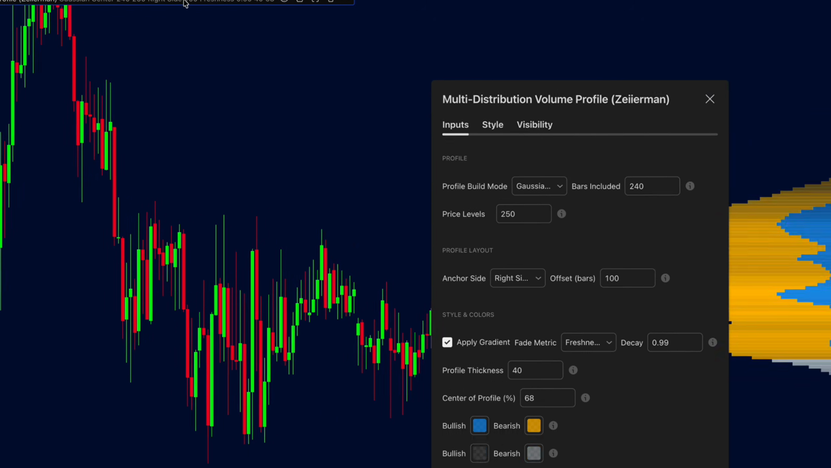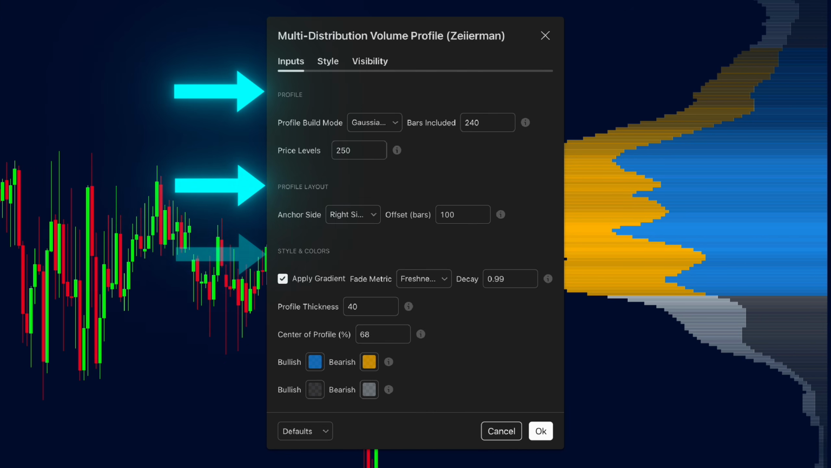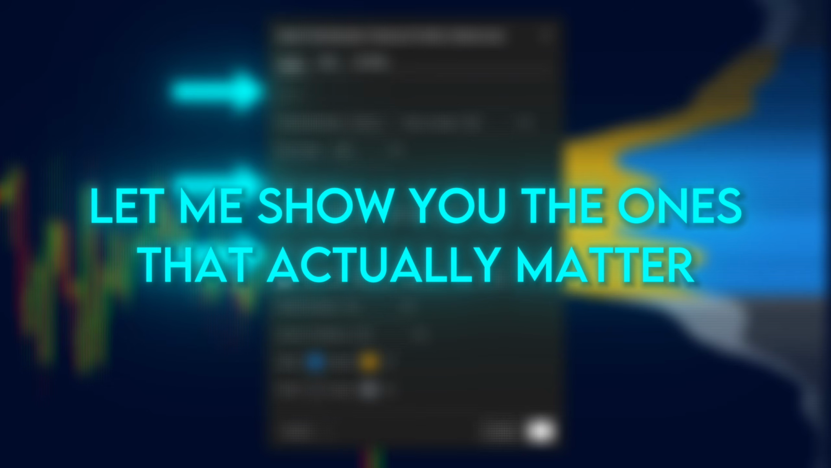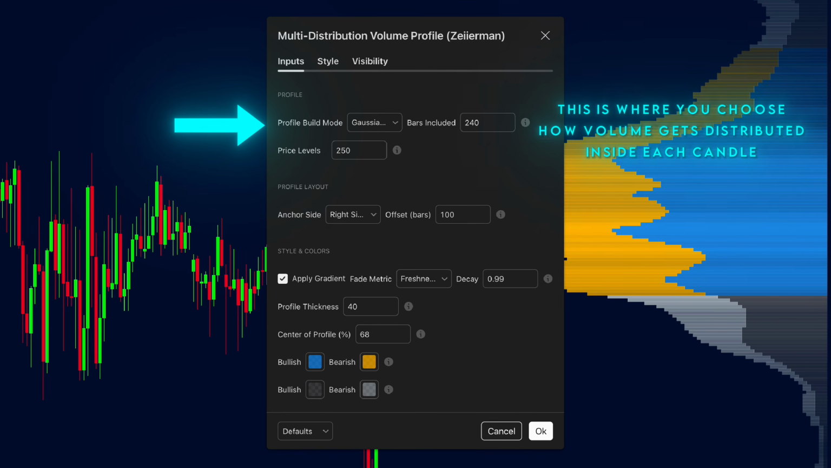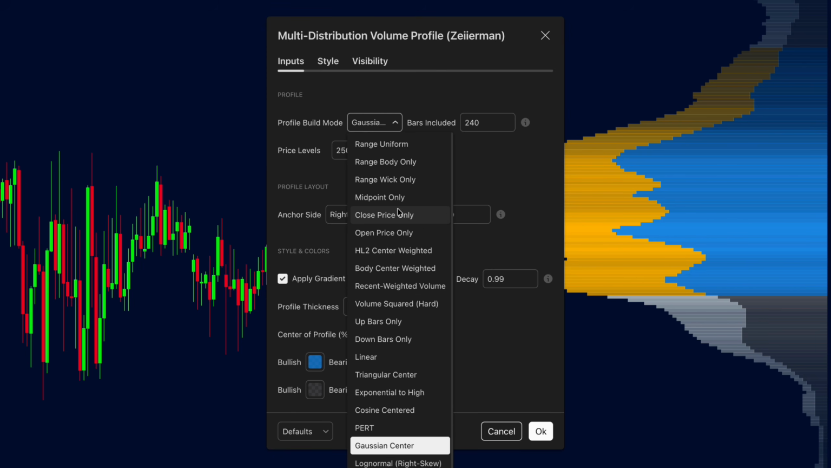All right, let's set this indicator up properly. Double-click the indicator to open the settings. You'll see everything organized into 3 sections: profile, profile layout, and style and colors. Let me show you the ones that actually matter. First up, profile build mode. This is where you choose how volume gets distributed inside each candle. There are 30 options here, which can feel overwhelming, but you really only need to know a few.